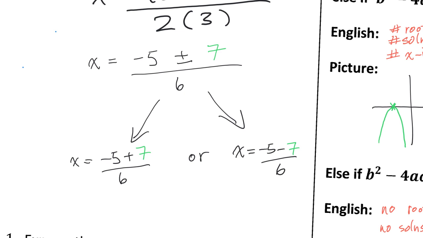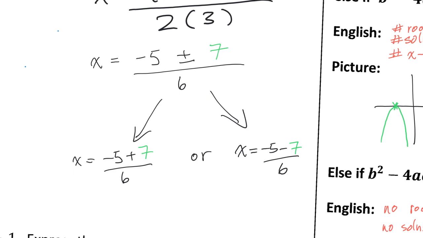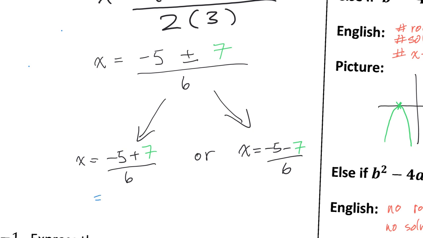So now what we're going to do is go and divide our solutions. So here's what we do. For this left side, we'd go and solve for it. What we're going to end up with is negative 5 plus 7 is 2 over 6, and that is x is equal to 2 over 6. When we simplify, you're going to get x is equal to 1 over 3. So that is our first solution.